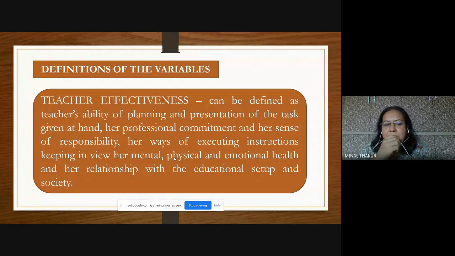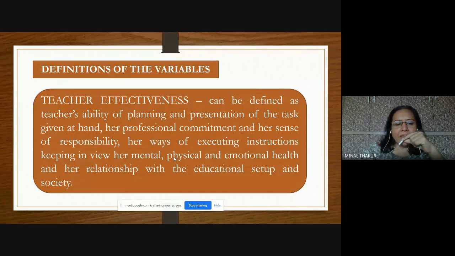Teacher effectiveness means to effectively plan and present any work that is given to you. It can be your lessons in the classroom, it can be grading of tests, that is taking the papers, it can be record keeping, it can be assessing students' homework. So any work that is given to you, your year plan, unit plan, lesson plan, all these come under planning and presentation. Second is your professional commitment. That is how much loyal you are to the institution where you are employed.